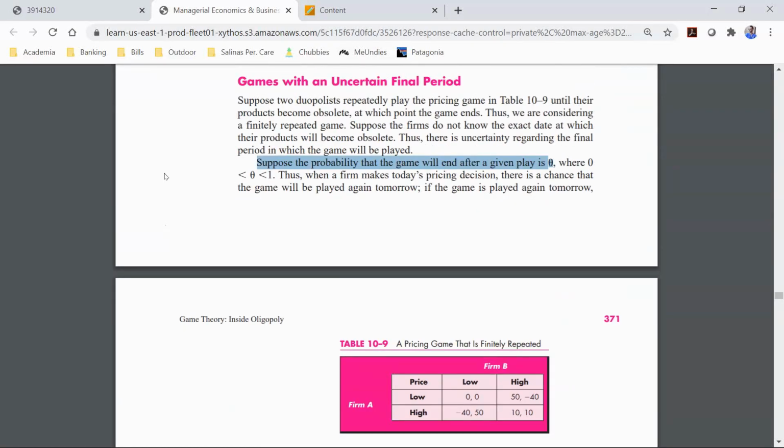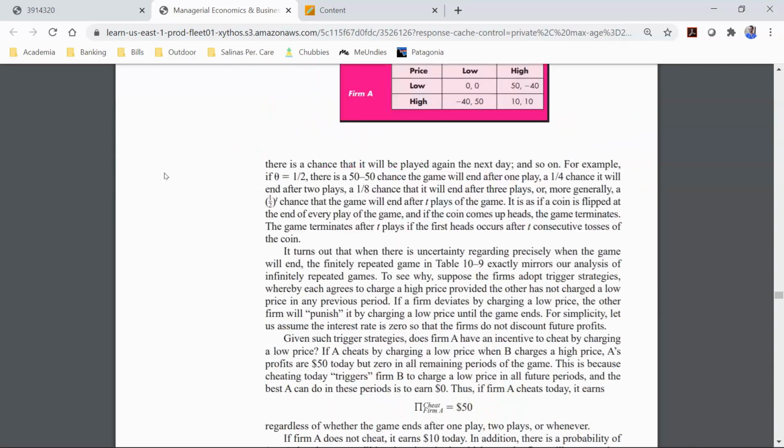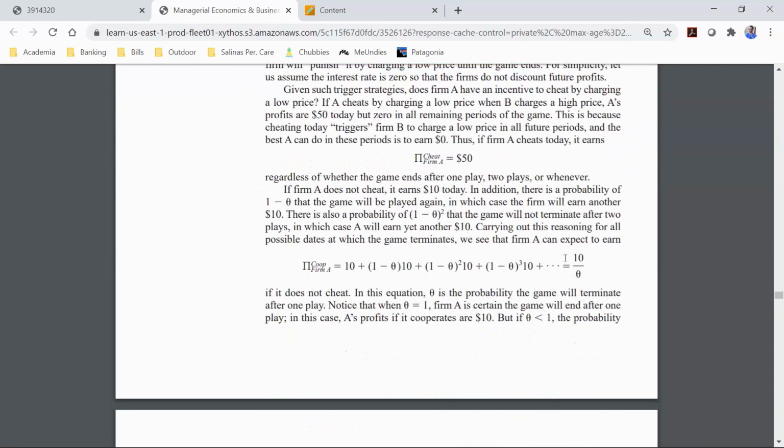Okay, so we're going to use a simple term called theta, and in this example, theta is going to be the probability that the game will end after a given play. So this will help us determine the number of times we expect to play a game, and then we're going to use that theta to determine the expected outcome of cooperating.